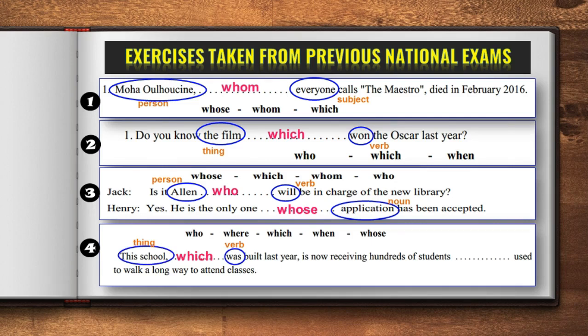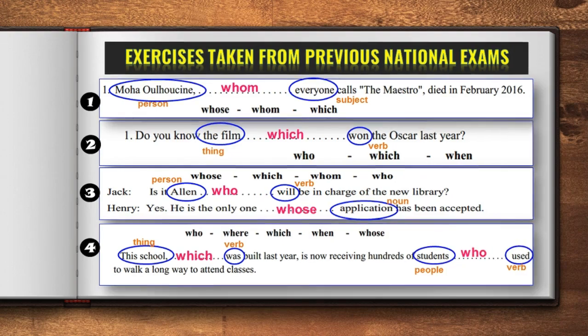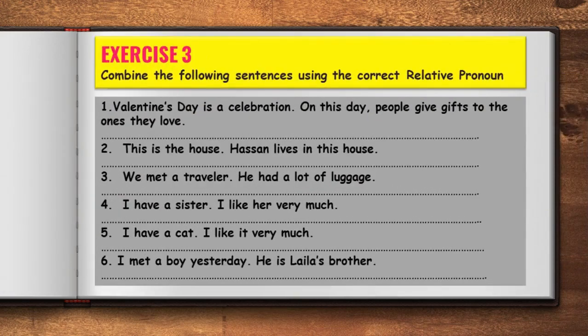And here in number two, is now receiving hundreds of students. So we've got here a verb, and here we've got people. So when we have a verb plus people or person, we use who. Very good. Now this is actually the last exercise, and I want you to combine these sentences here using the correct relative pronoun. You can use who, whom, when, which, where, etc. And then you finish the sentences.